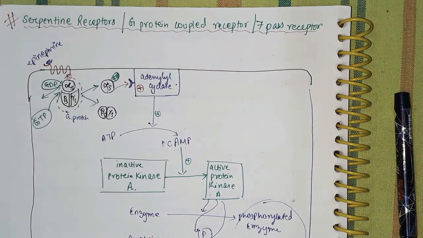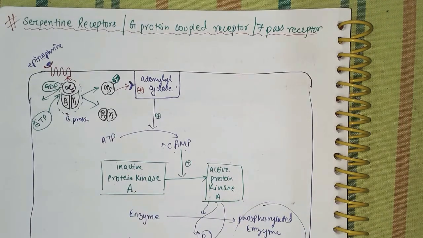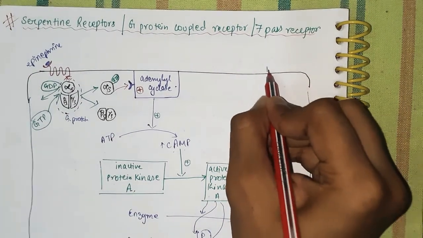Okay guys, in the previous video we were discussing G proteins and we have so far discussed G stimulatory proteins, and in this video we'll discuss G inhibitory protein. G inhibitory protein and their receptors are also present in a similar manner as the G stimulatory protein. So it will be present outside the cell.